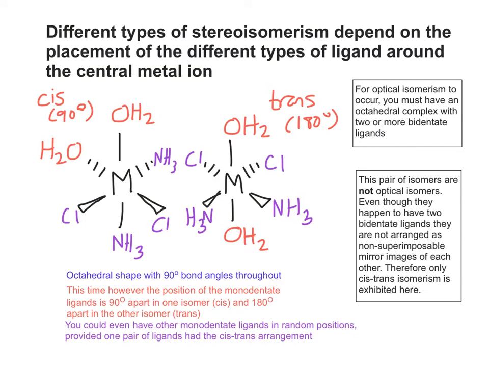Technically, you could even have other monodentate ligands in random positions. They don't even have to be bidentate, provided one pair of ligands have the cis trans arrangement as highlighted by the two water ligands drawn in red.